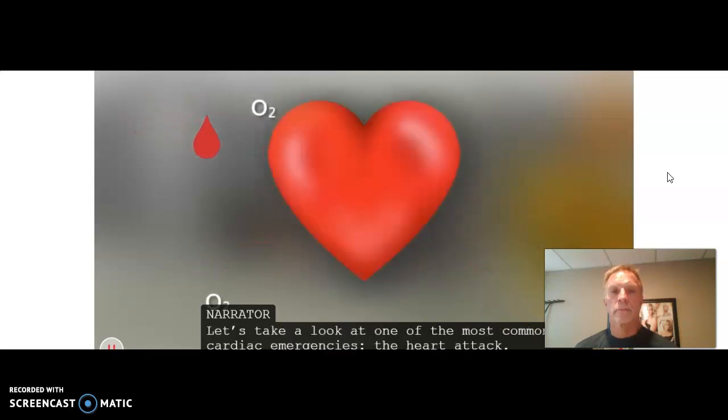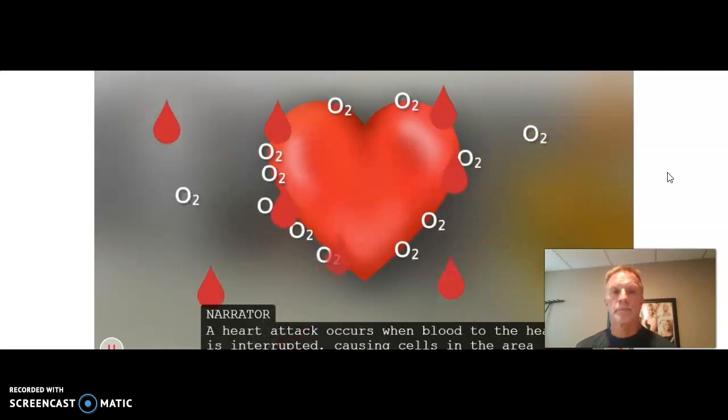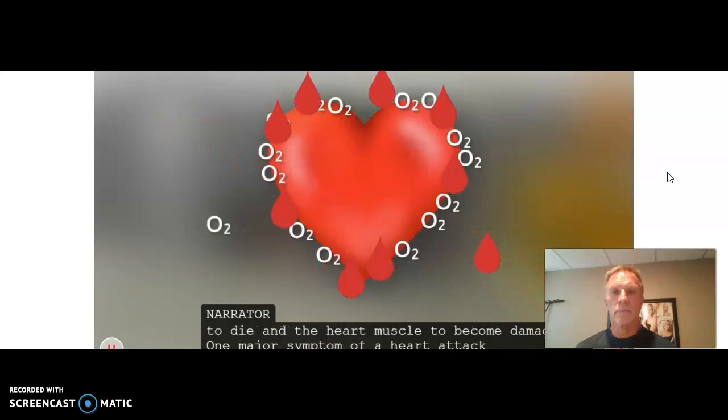Let's take a look at one of the most common cardiac emergencies, the heart attack. A heart attack occurs when blood to the heart is interrupted, causing cells in the area to die and the heart muscle to become damaged.